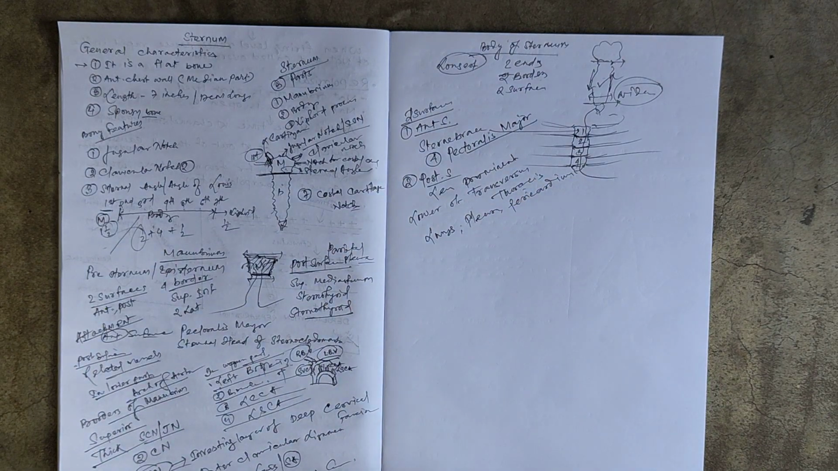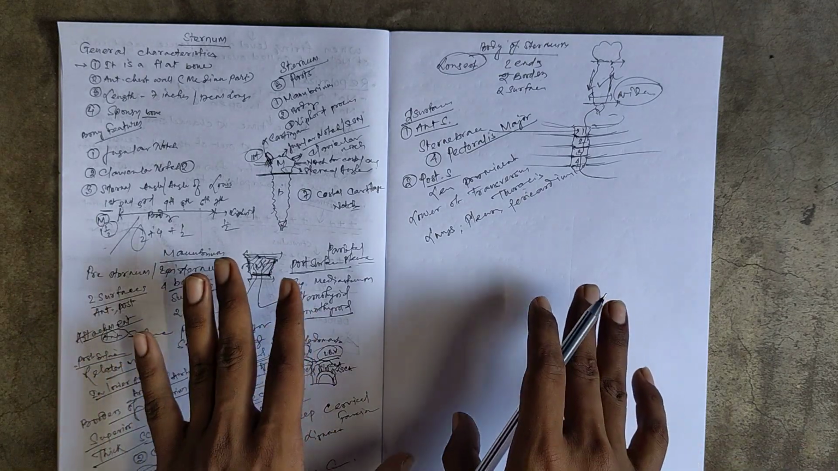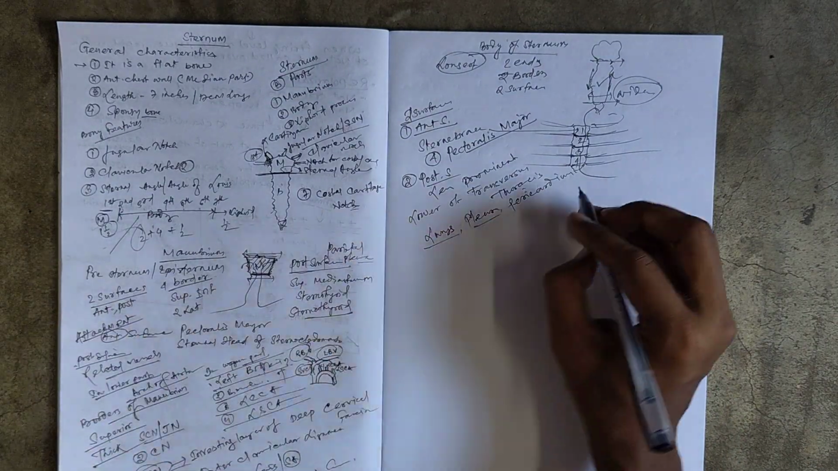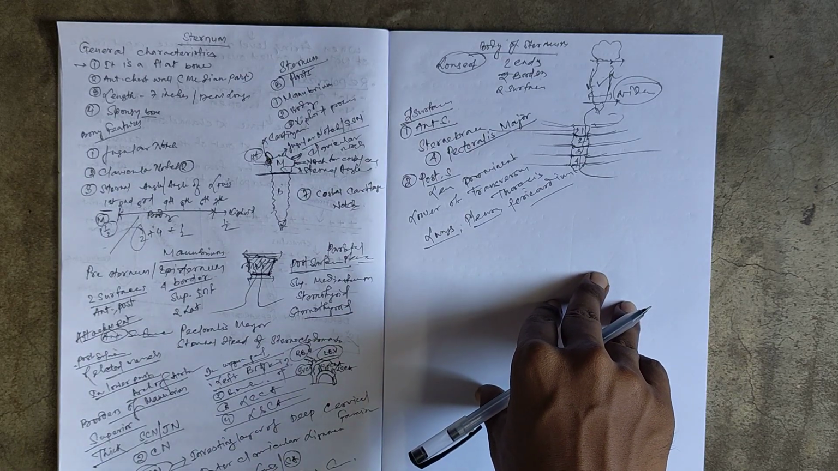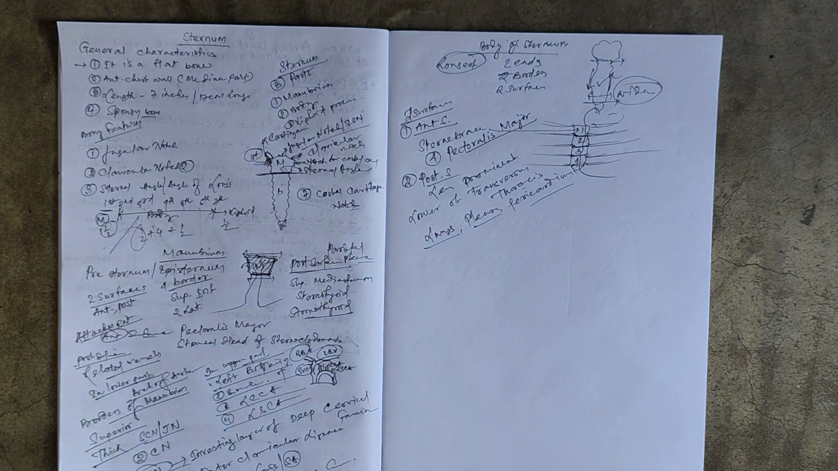The manubrium is related only to the parietal pleura, but in case of the body it is related to lungs, pleura, and pericardium. Now, how it is related we will discuss.